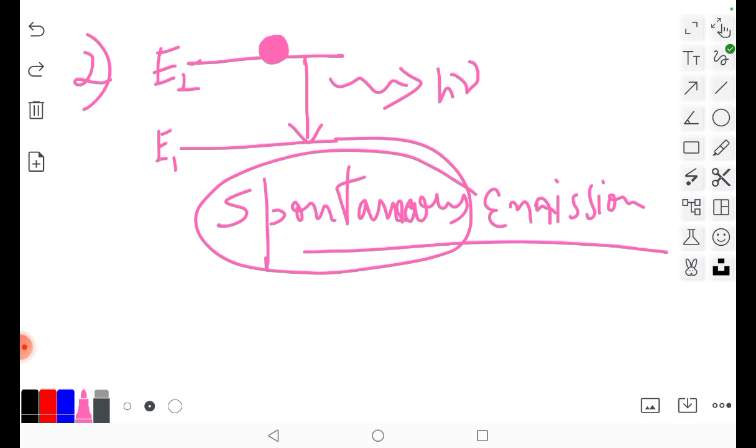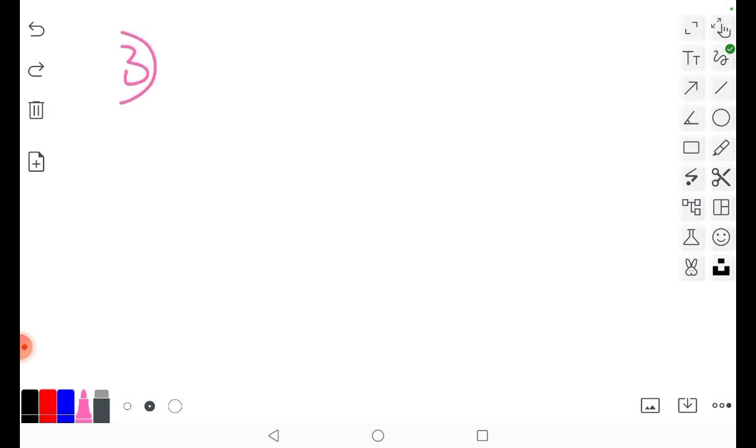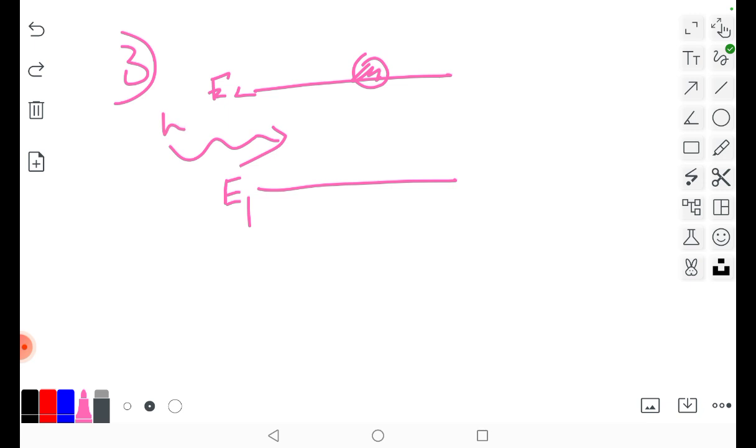The third kind is, imagine we have an atom in the higher energy level and it is staying there. This is energy level E2 and energy level E1. So we are again passing a photon of energy h nu. So at this time, what happens? Because of this incoming photon, the atom is forced to come down to the lower energy state, in turn giving out two photons. Okay, one the initial photon which was responsible for the stimulation, and the other one is the second one.